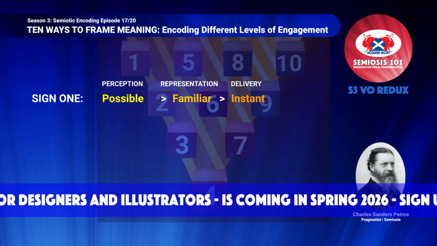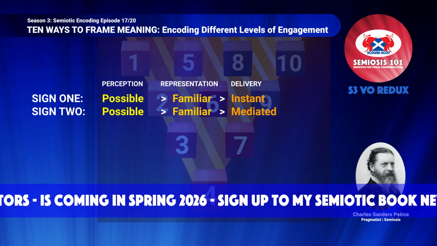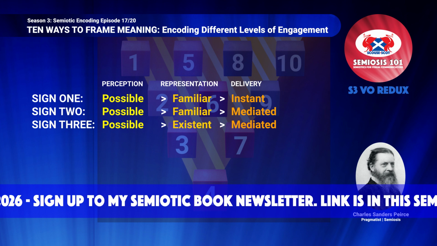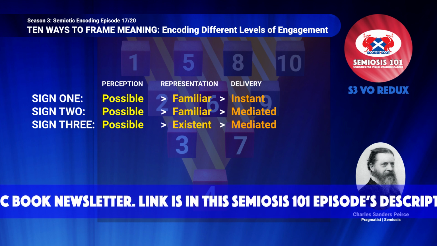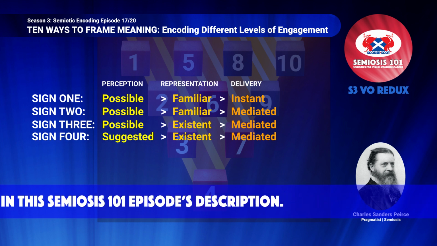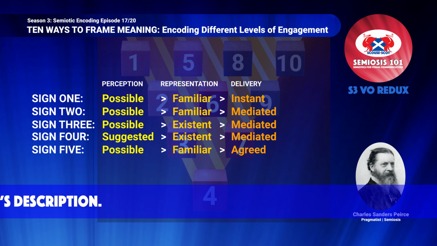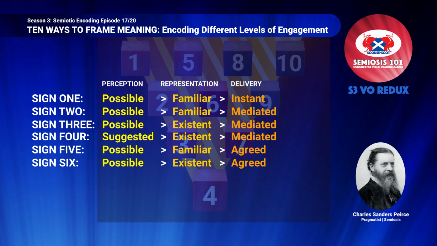Sign 1, possible, familiar, instant. Sign 2, possible, familiar, mediated. Sign 3, possible existent mediated. Sign 4, suggested existent mediated. Sign 5, possible familiar agreed. Sign 6, possible existent agreed.